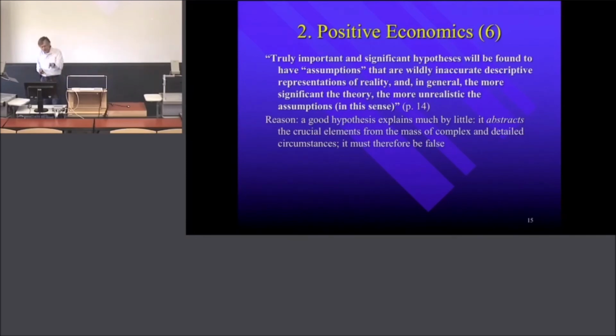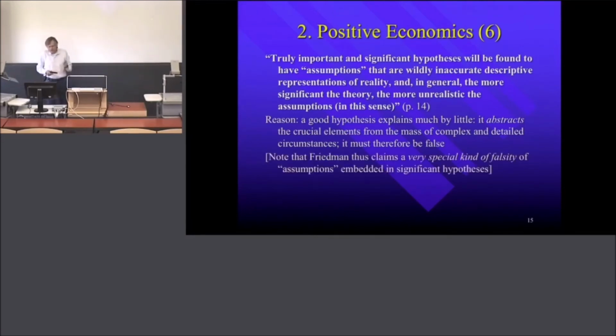It abstracts the crucial element, leaves out the rest, and therefore it's false because the rest is also there, right? Now, this is very important, and I've not seen that in any paper I've read. Friedman thus claims a very special kind of falsity of assumptions. He does not say any sort of falsity is wonderful for economics. This is how most people read him.